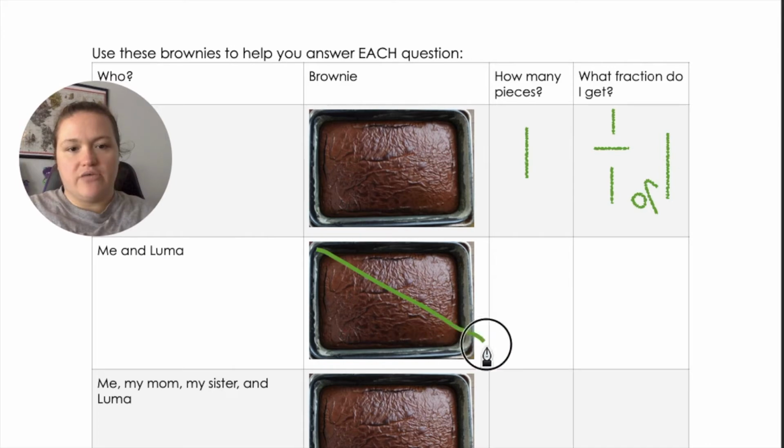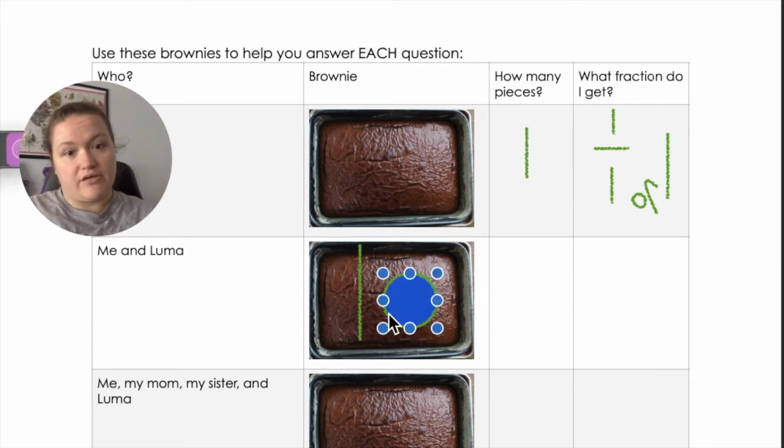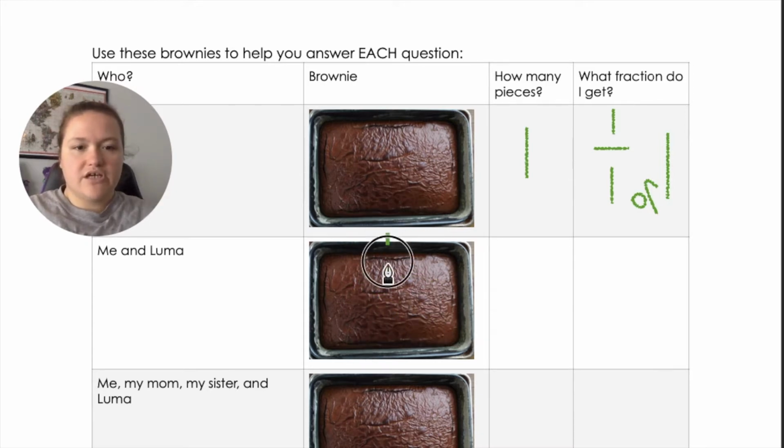I could do it any way I want. I could do it that way. I could do it that way. I could do it that way. And I could do it that way. But I want to make it fair. And so I don't really want to do it this way, even though I would like a big piece of brownie. So I'm just going to cut it like this. Me and Luma.